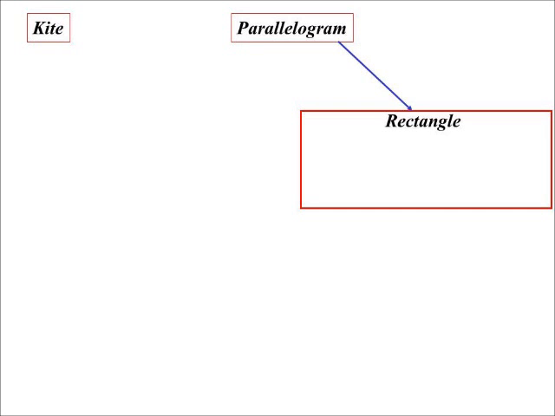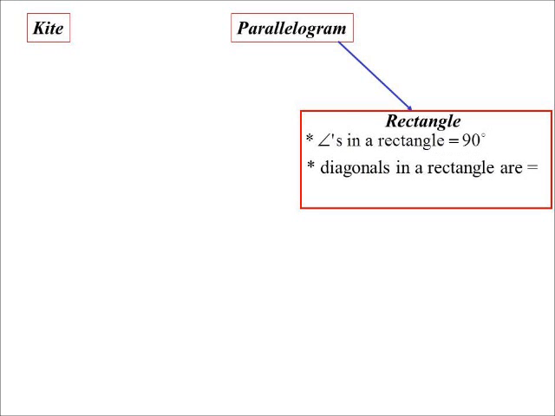Parallelogram then comes down to rectangle. Now we know the angles are actually 90 degrees. So our parallelogram stops being floppy, if you like, and becomes nice and straight. And now the diagonals become equal. And we get length times breadth for our formula for the rectangle.